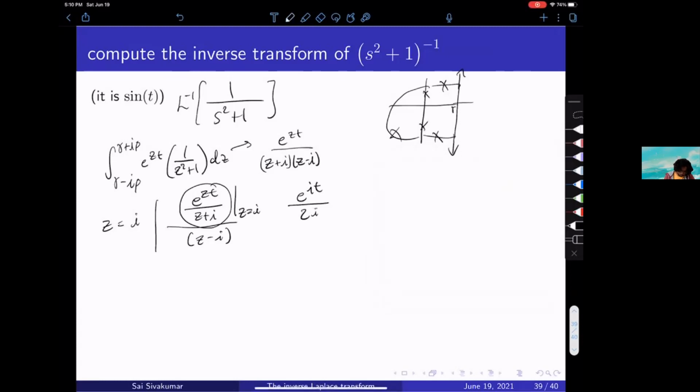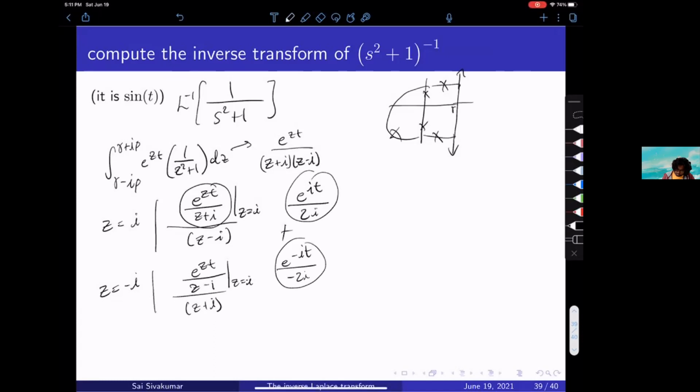Well, now we need to do the other one, z equals minus i. Then we'll get e to the zt. Now the problem spot is different, so we'll put z minus i in here, and z plus i at the bottom. If we evaluate the stuff at the top at z equals minus i, we get e to the minus it over minus 2i. And then we're going to sum these up. I'll pull out the 1 over 2i, and we'll get e to the it minus e to the minus it.